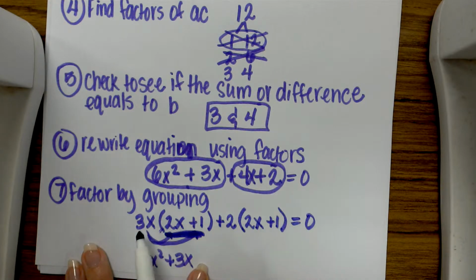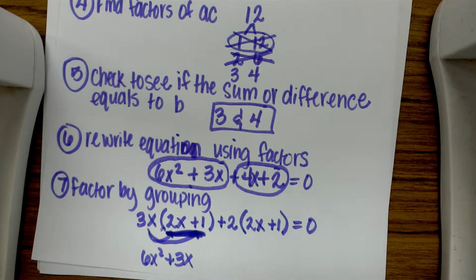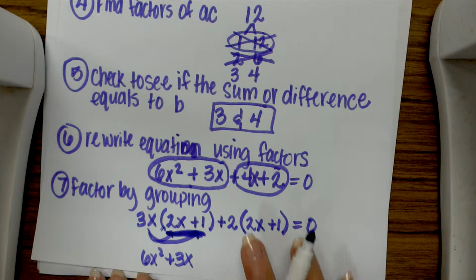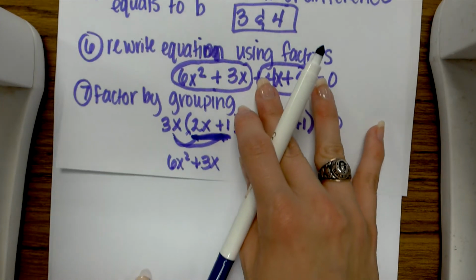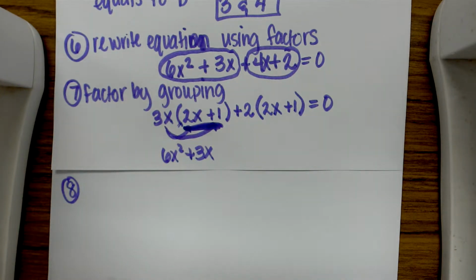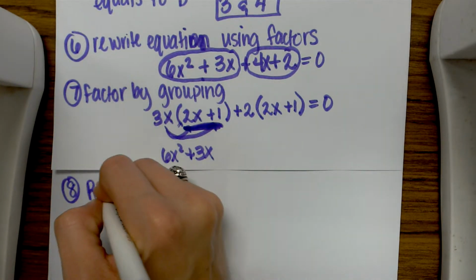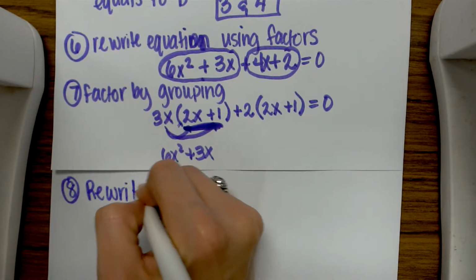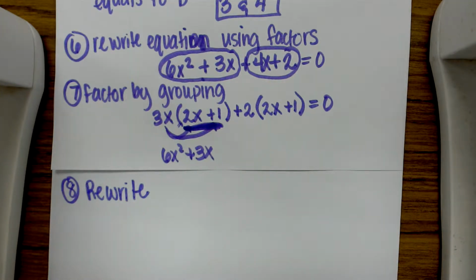Well, we have 3x times this plus 2 times this. The 2x plus 1 and 2x plus 1 are the same thing. That's awesome. That's what we want to make sure happens. So, our 8th step, so step 8 is to rewrite our equation.